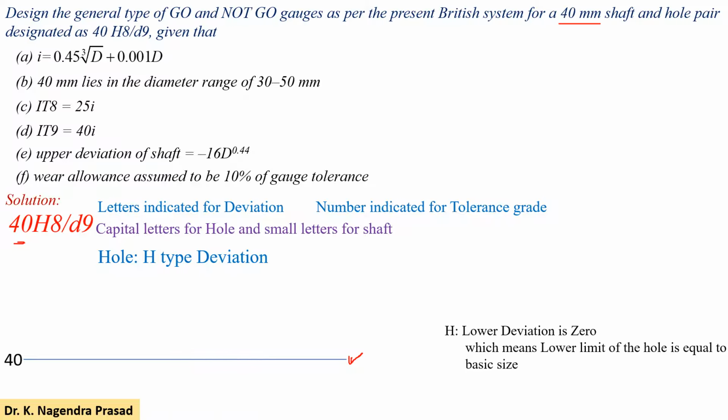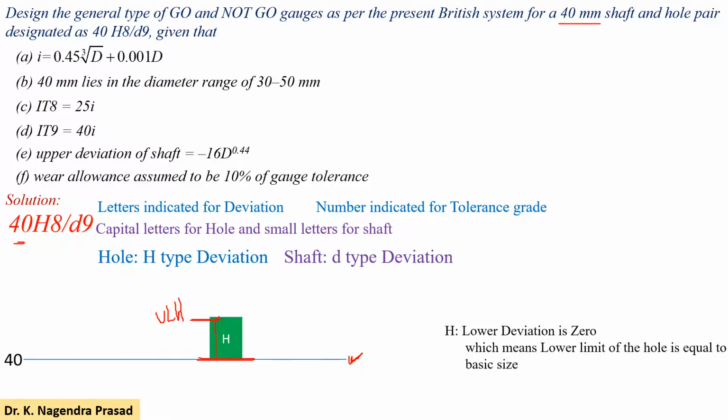We know that for the H type of hole, the lower deviation is 0, which means the lower limit of the hole is equal to the basic size. So we have to represent this H type hole on the basic size. This is the H type of hole. Here the lower limit of the hole is equal to the basic size, and let's consider this is the tolerance and this is the upper limit of the hole.